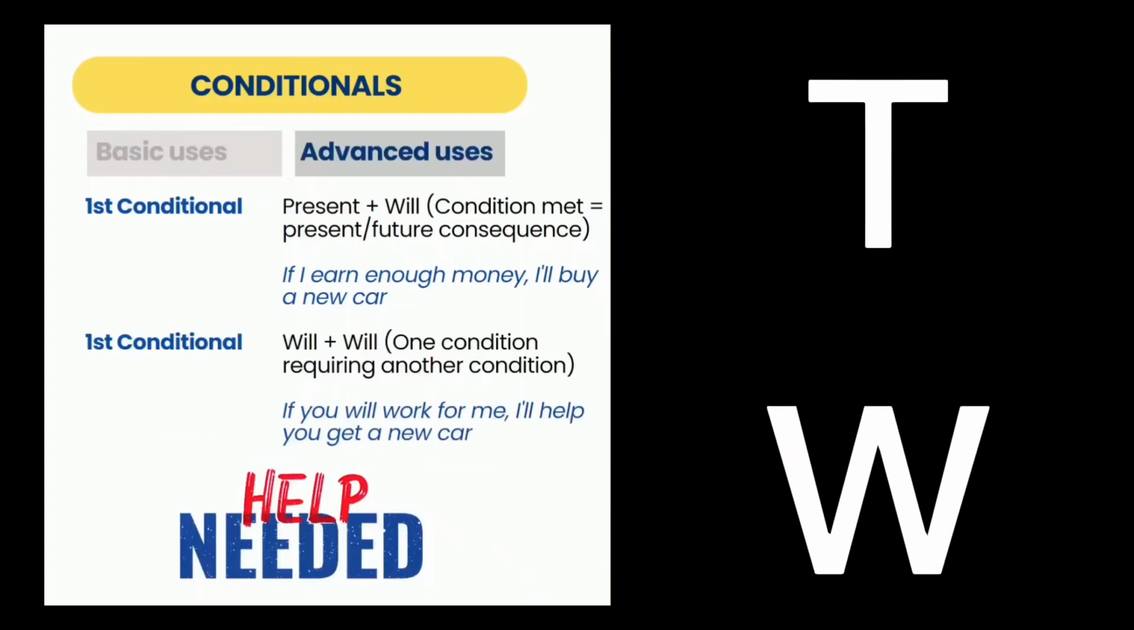But we can sometimes use will in both clauses, where one condition requires another condition. If you will work for me, I'll help you get a new car. Basically, you do this, I'll do that. Two conditions at the same time, where one condition depends upon another condition.